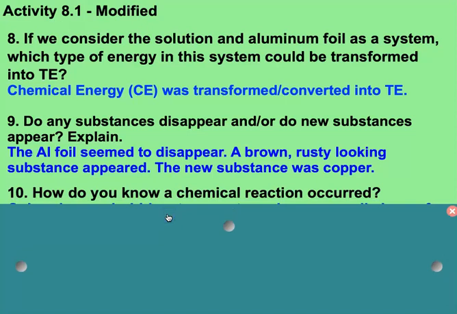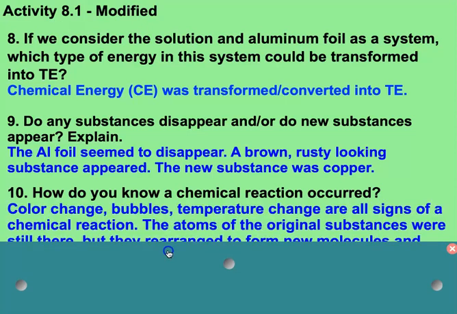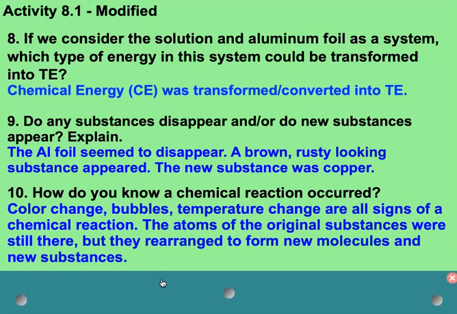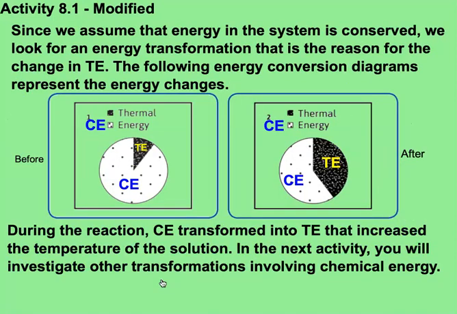Well, prior to this, we talked about signs of chemical reactions, and this one had several of those. So there was a color change, there were bubbles, temperature change. They're all signs of chemical reactions. The atoms of the original substances were still there, but they were rearranged to form new molecules and new substances. And since we assume that energy in the system is conserved, we look for an energy transformation that is the reason for the change in temperature, or thermal energy.